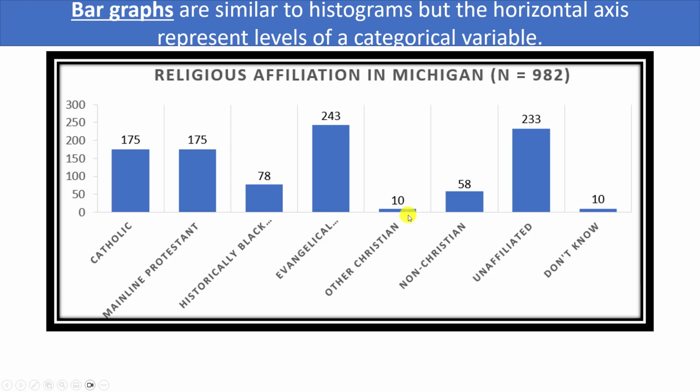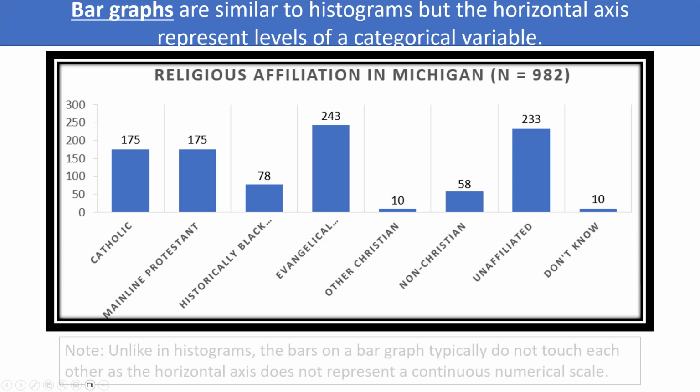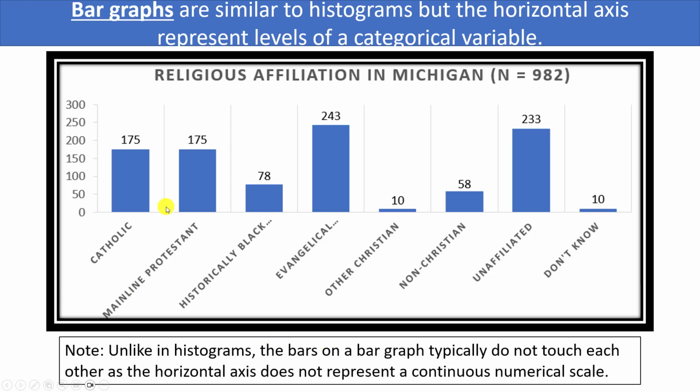So kind of similar to a histogram, but the difference here is that the bars are not touching, right? Unlike the histogram, where the bars were right up against each other because we had the quantitative data or variable on our horizontal axis. But for the bar graph, we just have these separate categories, so we don't necessarily have to have those bars right up against each other or touching because we have separate categories.